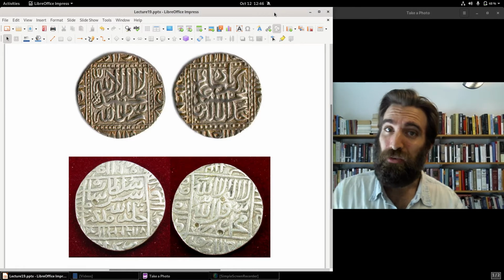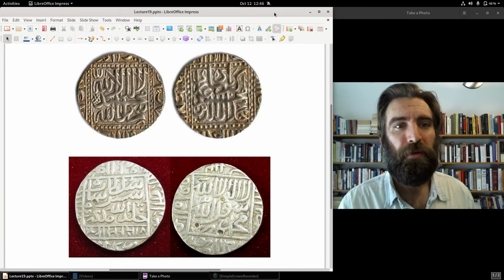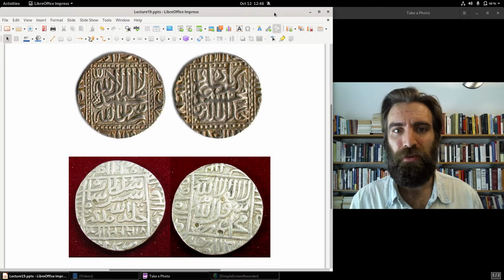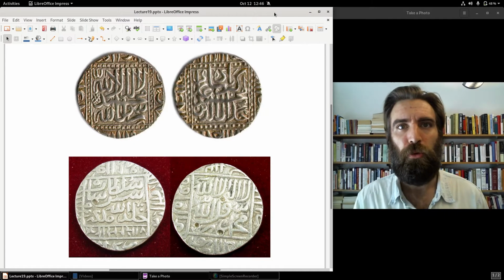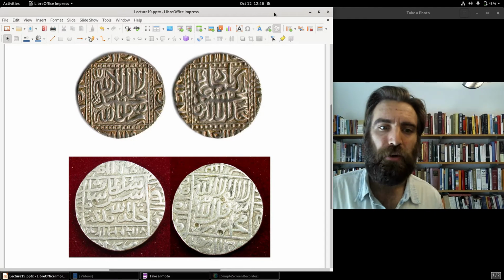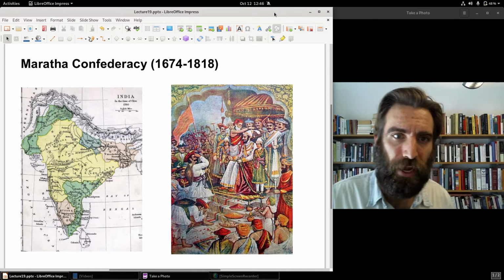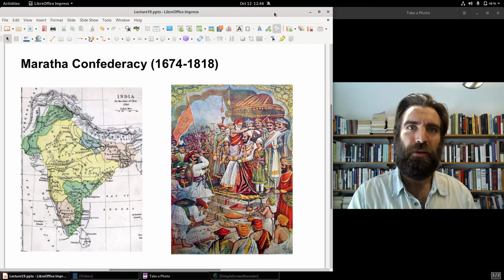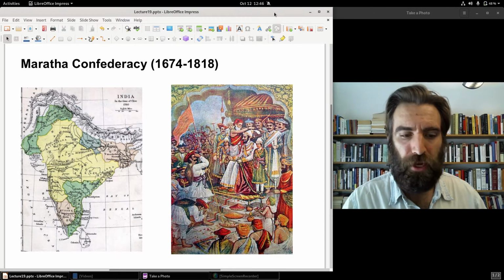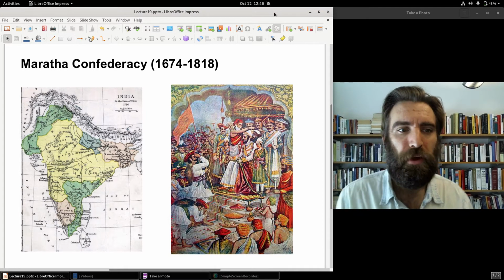And so you can imagine for a lot of Indian people who were Hindu, how this coinage was objectionable, and how there was, in fact, a lot of opposition to Mughal rule within India. And in fact, a rival state, or more accurately confederacy, emerged beginning in the late 17th century into the early 19th century, called the Maratha Confederacy.